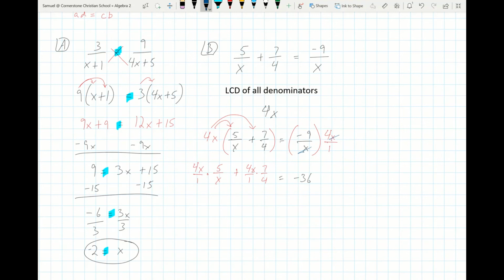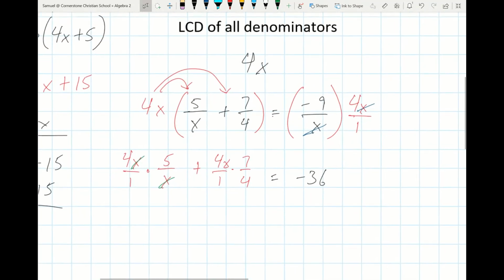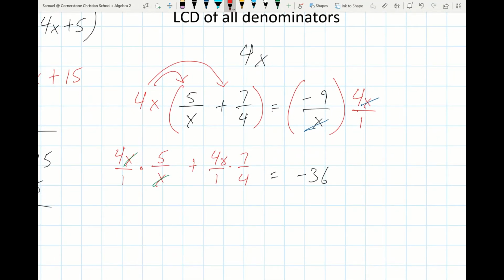Over here on the left, the first one, the x's will cancel. So I'll just have 4 times 5, which is going to be 20, plus, on the next one, the 4's cancel this time. So it's just 7 times x, and so I'll have 20 plus 7x equals negative 36.